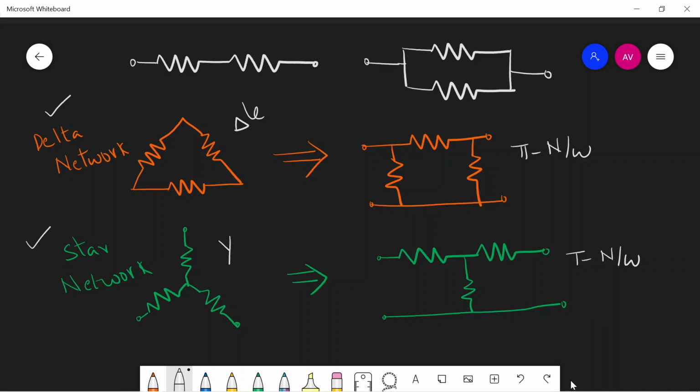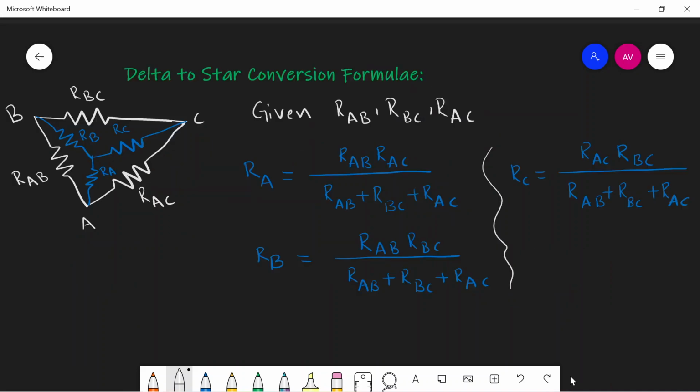If delta network is given, we can convert the delta network to star network. And if star network is given, we can convert star to delta network. Let us see the formula to convert delta network to star network and star network to delta network. Delta to star conversion formula. Here delta network is given and star network need to be found out.